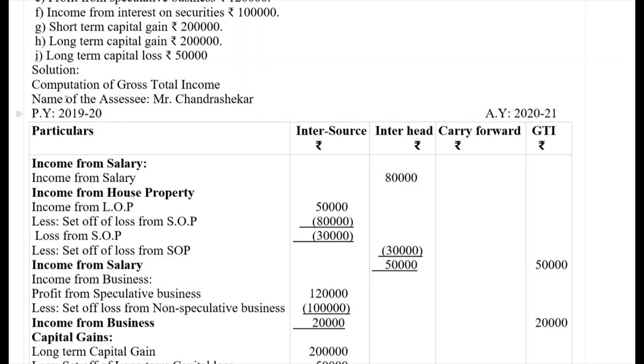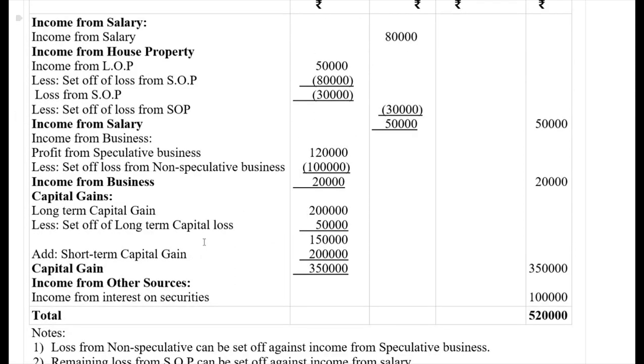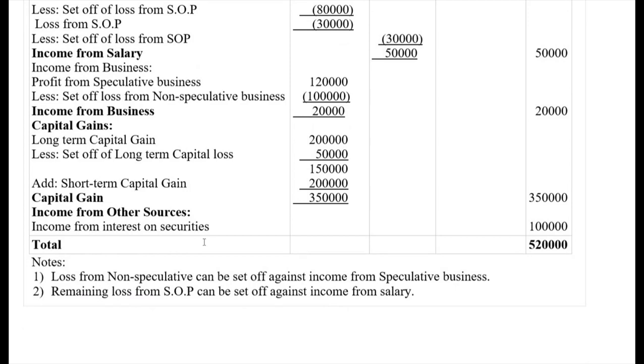Just let me make adjustment here, that's all. These are all very short problems. It involves only a few heads of income, that's all here. This is how we need to compute the gross total income. Thank you.